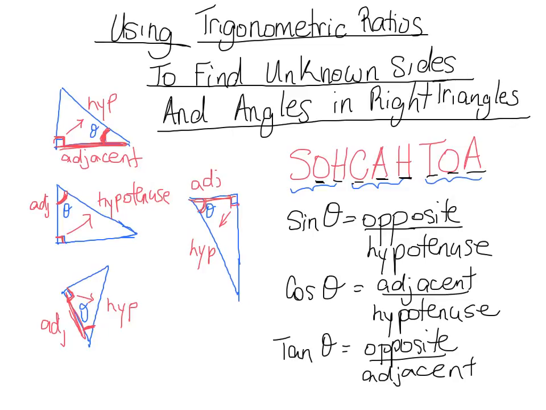And the opposite is the other side. It's opposite the angle that is in the question. So in this case, the opposite is over here. In this case, the opposite is right here, opposite that angle. And in this case, it's up here, opposite that angle. And finally, opposite that angle, we have our opposite over here.